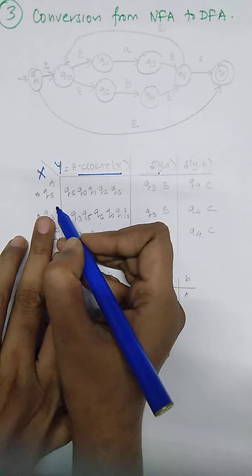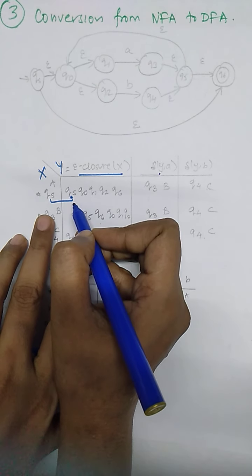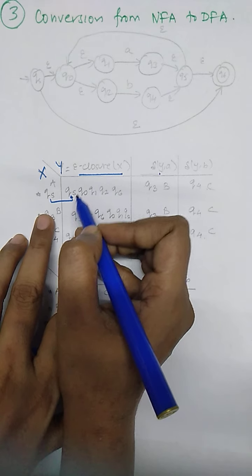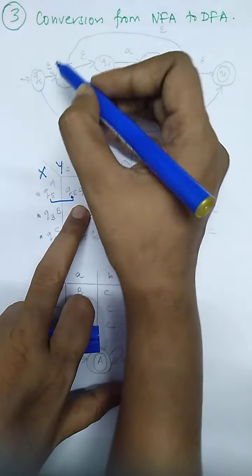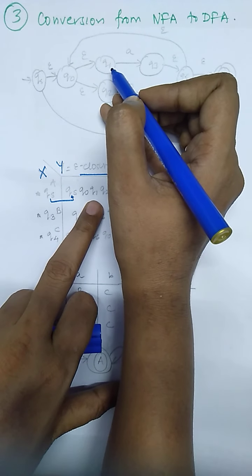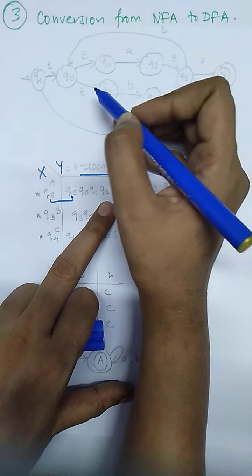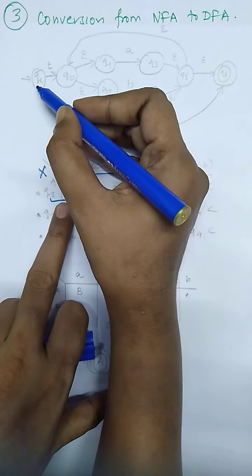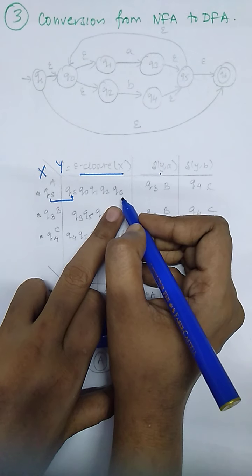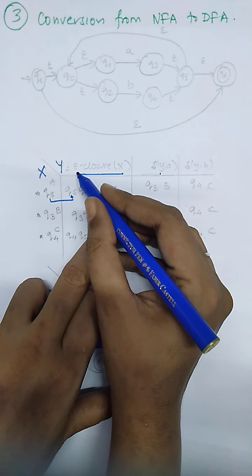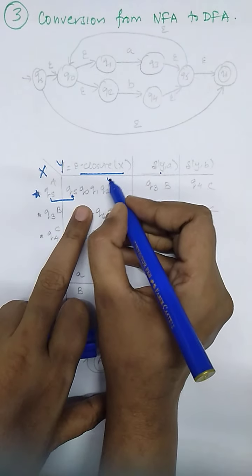Now the epsilon closure of QS. As a rule, QS will be included in its own epsilon closure. That is the first rule. Now QS on epsilon goes to Q0. Q0 on epsilon goes to Q1. Q0 on epsilon also goes to Q2. And QS also goes to Q6. Now as Q6, which is a final state, is present in the epsilon closure of QS, QS will be marked as a final state. Now this will be your Y.